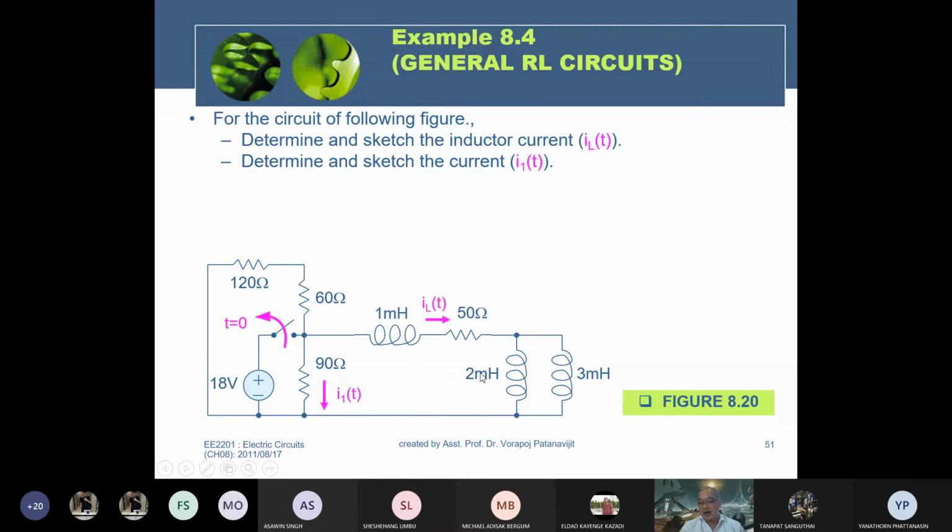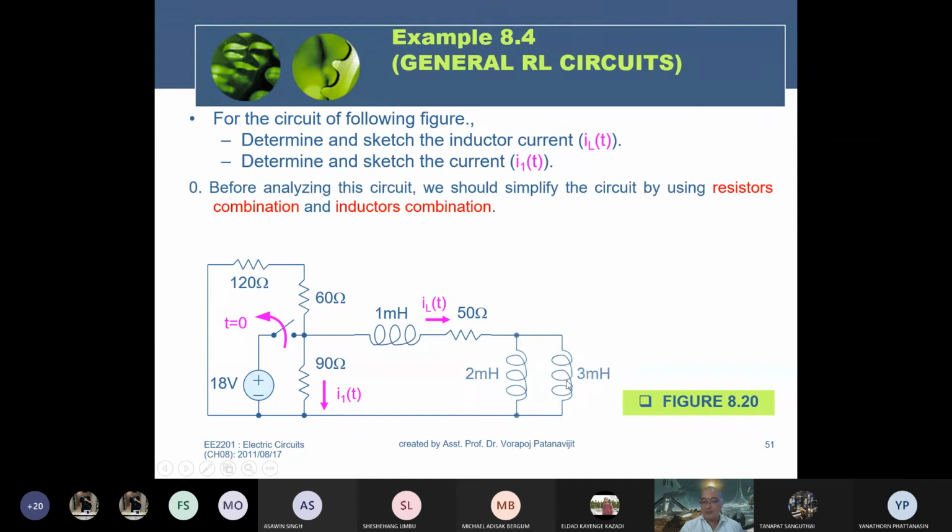1 divided by L equivalent equals 1 divided by 2 milli plus 1 divided by 3 milli. It gives you 1.2 milli. Then the 1 milli and the 1.2 milli connect in series, so the equivalent inductance equals the sum of them. Therefore, the result is 2.2 millihenry.